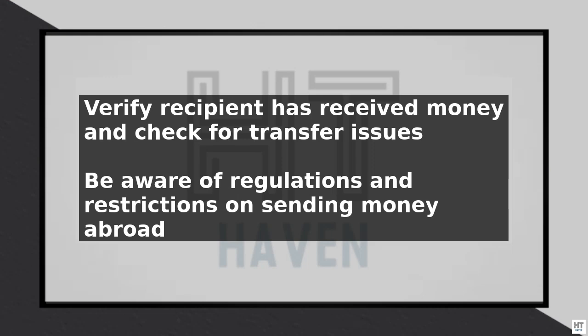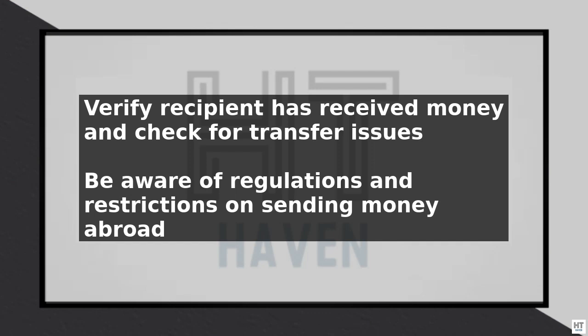It is also important to be aware of the regulations and restrictions on sending money from Switzerland to India. There may be limits on the amount you can transfer, and you may need to provide additional documentation or information. You should check with your bank or the transfer service to find out what regulations and restrictions apply.